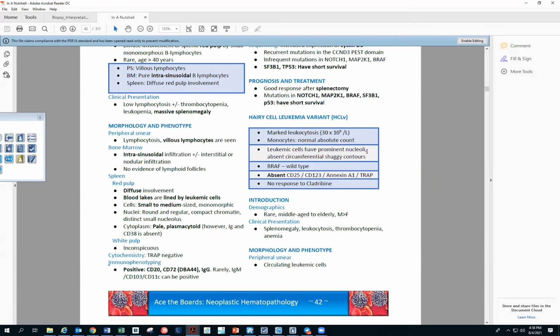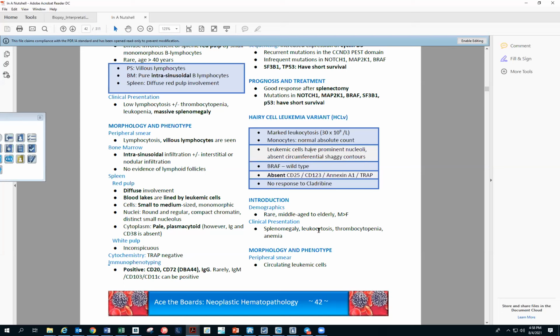Leukemic cells have prominent nucleoli, absent circumferential shaggy contours. So the shaggy contours are absent. BRAF, wild type BRAF, it will not be mutant. And then absence of CD25, CD123, annexin A1 and TRAP. No response to cladribine.